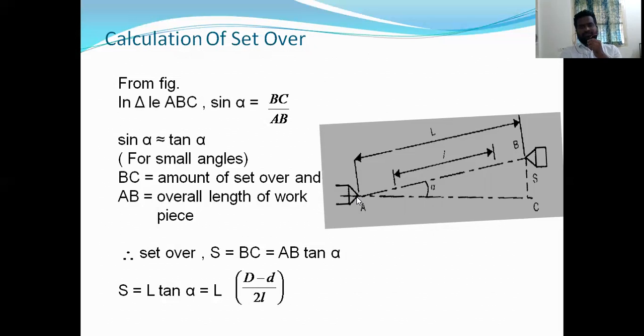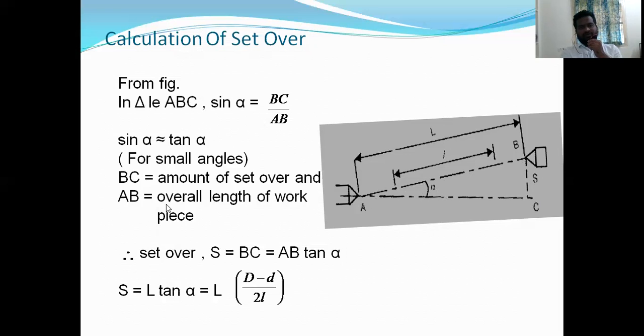Again, we can observe this is the workpiece axis, the spindle axis, and the tailstock axis. Between these, we are taking a right angle triangle. From this, sin alpha equals BC by AB. But for small angles, sin alpha equals tan alpha, right?